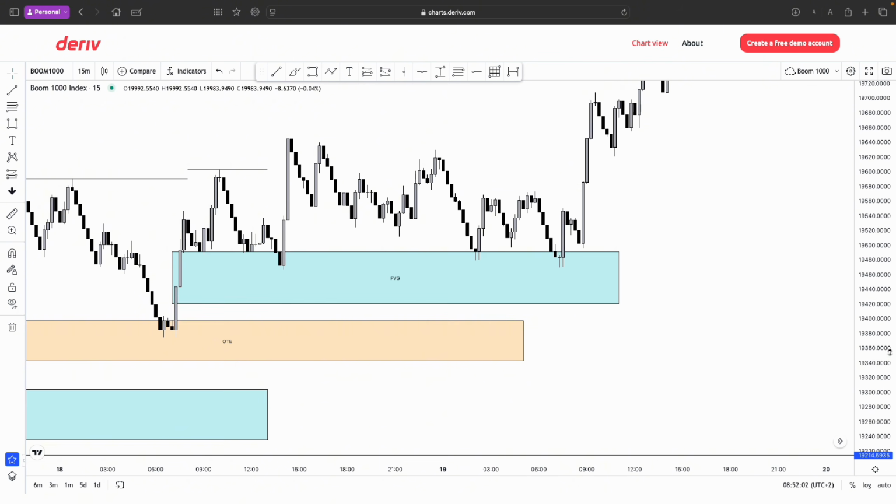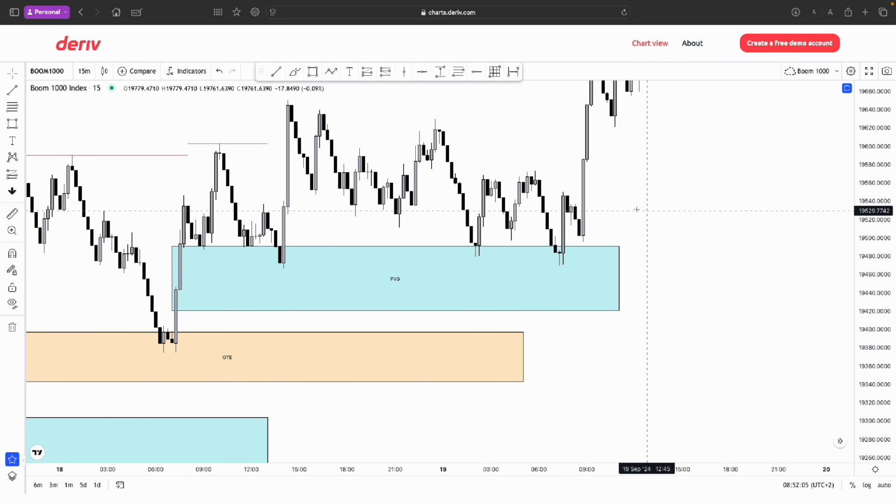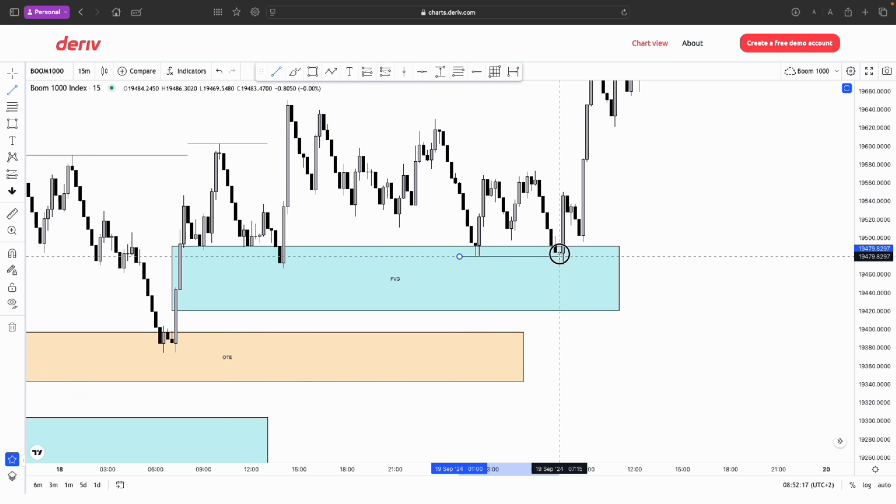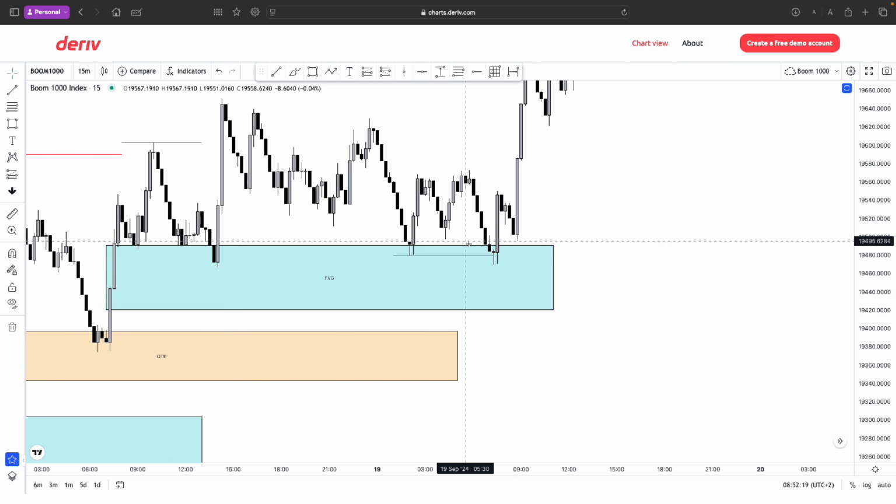Now what happened here? Let's quickly have a look. What happened here? We reacted from an order block inside of this fair value gap. This was the liquidity that was created. Price took out liquidity. We had a nice big push up.